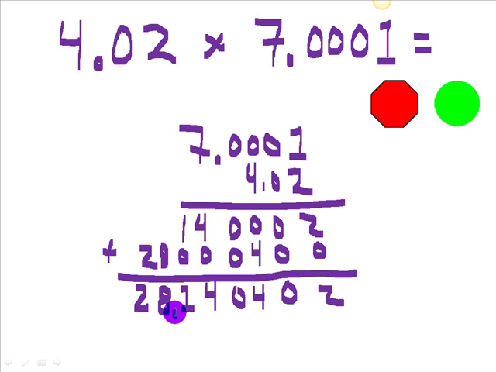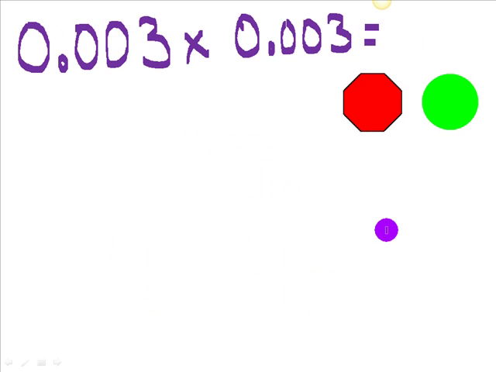Well, then I go back to check to see if this makes any sense. 4 times 7, that's going to be 28, and this is a little larger than 7, and this is a little larger than 4, so my answer should be a little larger than 28. And 28.140402 is a little larger than 28.